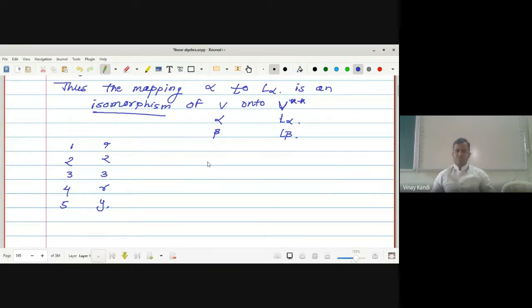Okay, so here the V is what? Isomorphic to V double star. Any doubt up to here?